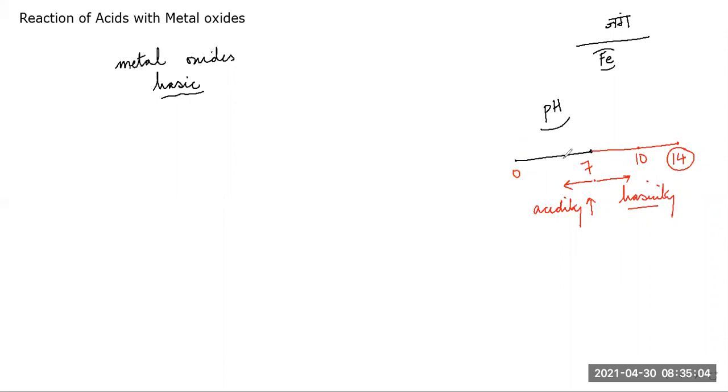So similarly, the acid which is having 5.5 pH value would be more acidic than the acid which has 6.5 value, and the reverse. Acid with 6.5 value is less acidic as compared to acid with 5.5 value, okay? And water is slightly on the right side of 7.